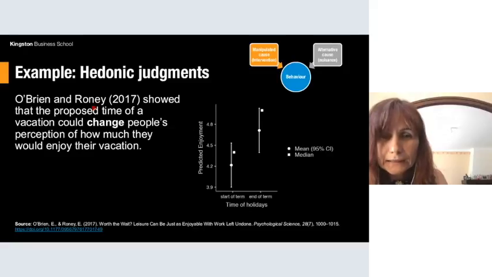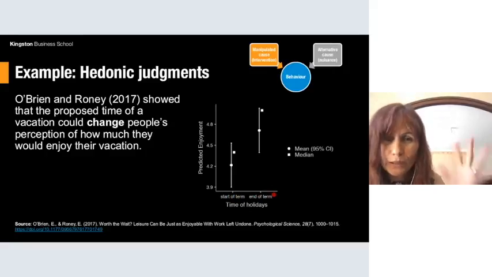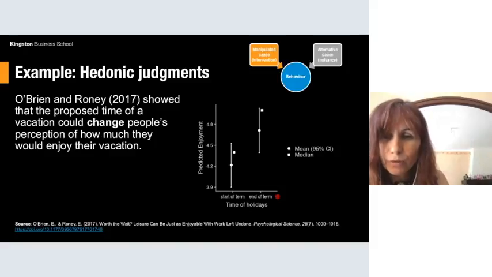And so in this example, they showed that the proposed time of a vacation could change people's perception of how much they would enjoy their vacation. And here you have the predicted enjoyment, which they measured on a scale variable. In their experiment, they talked about the start of the month or the end of the month, but in the illustration, I put start of term or end of term to make it easier to conceptualize if you haven't read the paper.